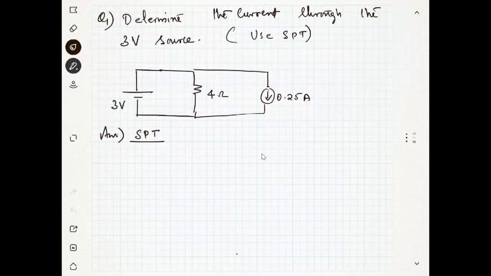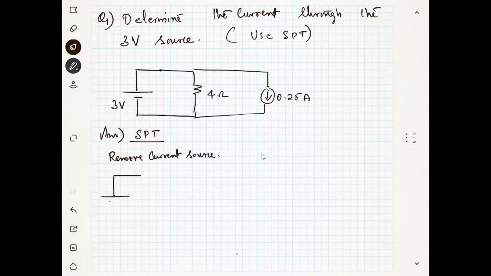First of all, I remove the current source. All are independent sources here. So I remove the current source and I get a response. The question is to find the current through the 3 volt source. Now what is the response here? This is 4 ohm and this is 3 volt. Now you know the current. Very easy, 3 by 4, 0.75 ampere.